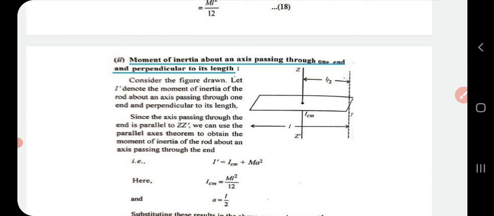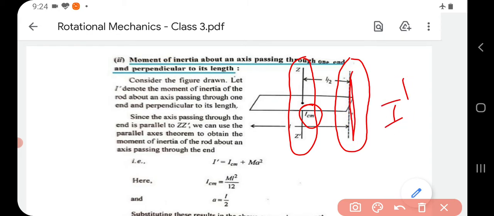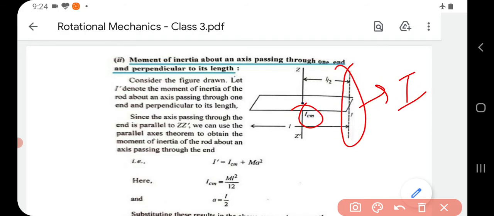to its length. Here Z dash is the axis passing through the center, and the moment of inertia about Z dash is represented by ICM, because it is the moment of inertia about the center of mass. Now let I dash be the moment of inertia along the axis passing through one end, this one, that is I dash. So the moment of inertia about an axis passing through the center is ICM, and the moment of inertia about an axis passing through one end is I dash.